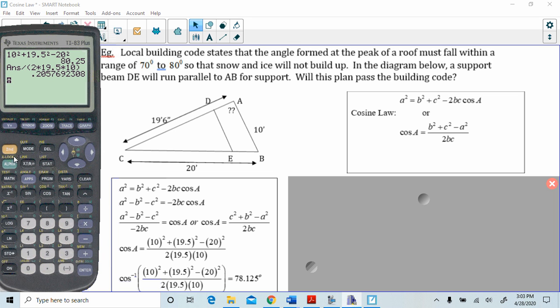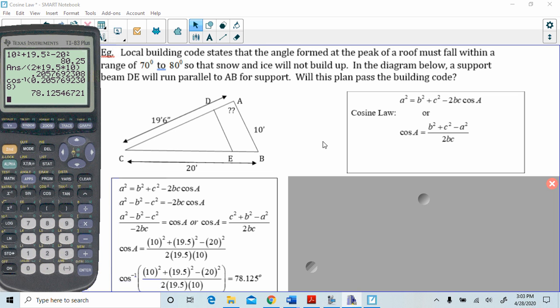And then we're going to go second function, cosine, to find the angle, and put that whole decimal in. And we get 78.125 degrees. Okay, so as we can see, that does fit between 70 and 80 degrees. So yes, this plan will pass the building code.